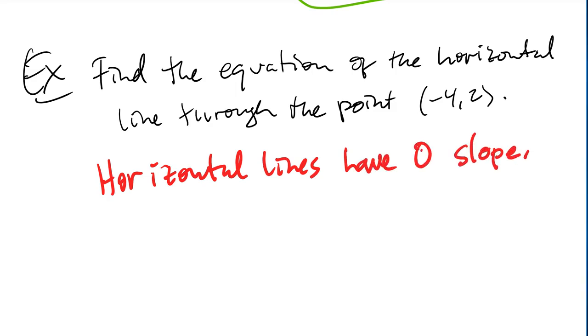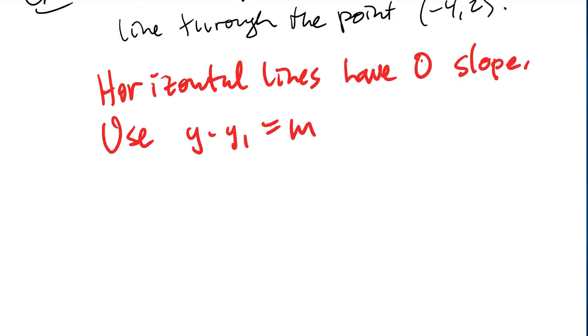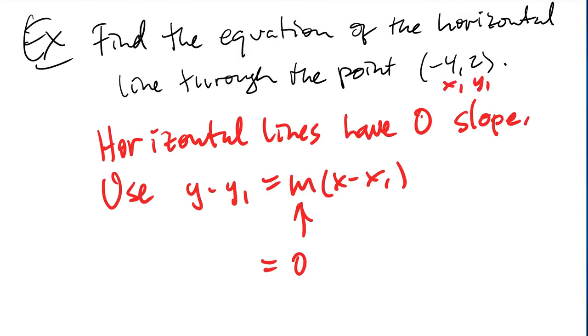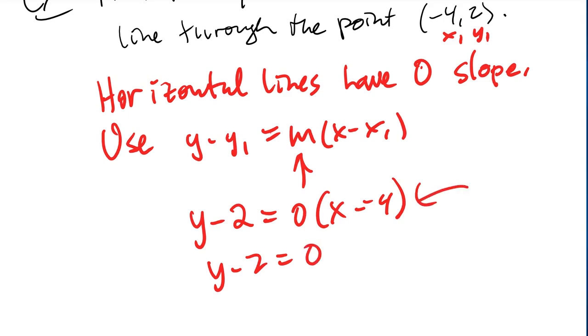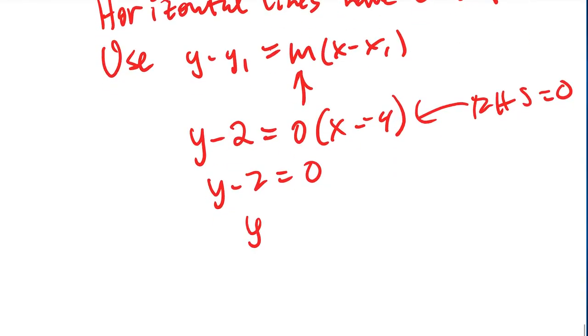It says 0 slope. So we'll use y minus y1 equals m times x minus x1, and we'll put a 0 in right here. And now it gave us the point. Here's x1, y1. So you just plug in what you got. y minus 2 equals 0 times x minus negative 4. So it's y minus 2 equals, well, 0 times anything is just 0. So the right-hand side is equal to 0. And now you just add 2 to both sides, and you get y equals 2, and that's your equation. So y equals 2 is the answer.